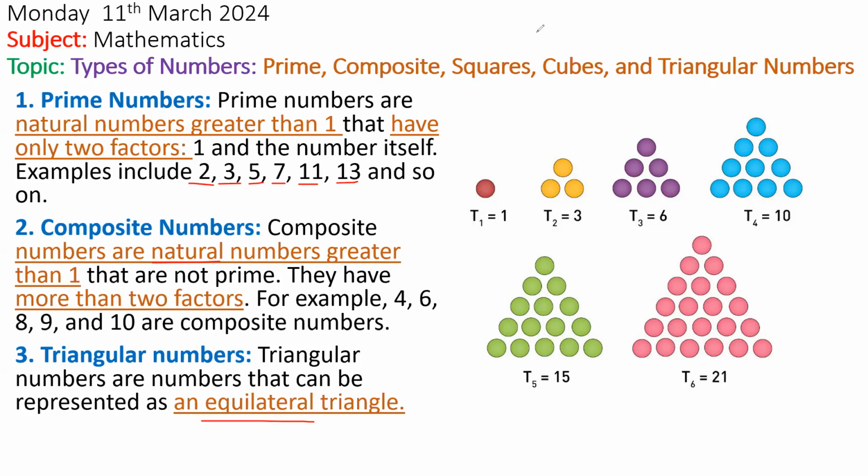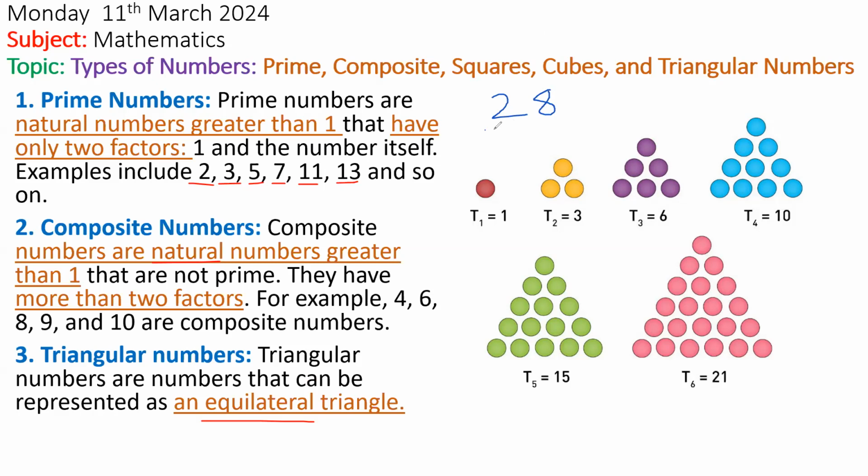Okay, so all right, so again, triangular numbers, they can be represented as an equilateral triangle, and prime numbers, they only have two factors, one and itself. So for those who are finished, let me just ask you a question. Let's say we have the number 28. Is that a prime number, composite number, or triangular number?